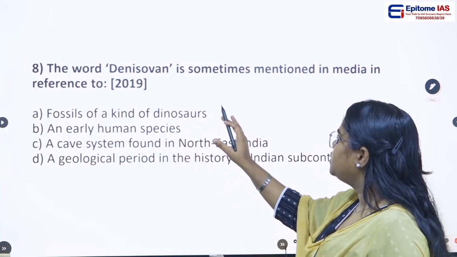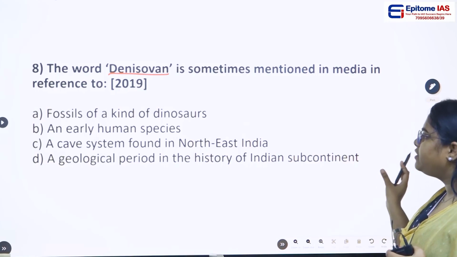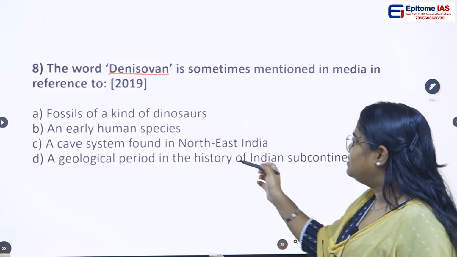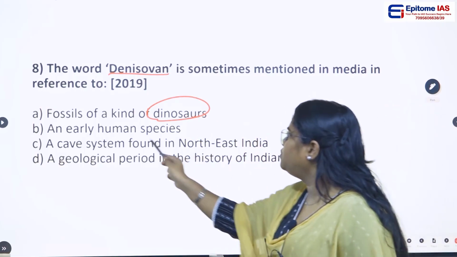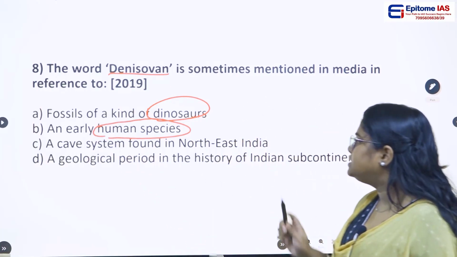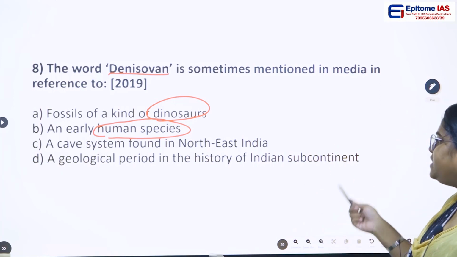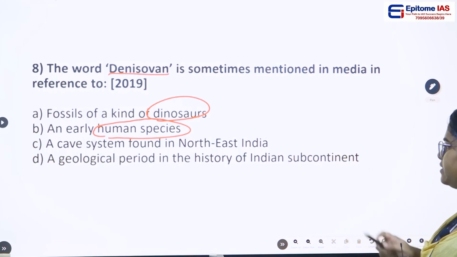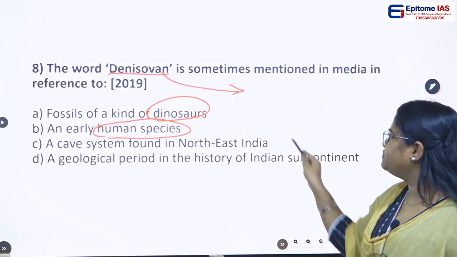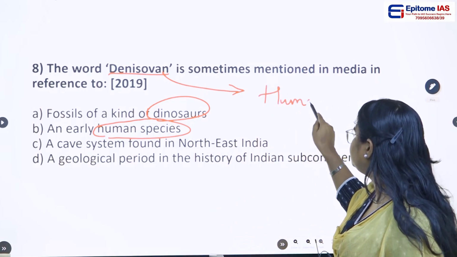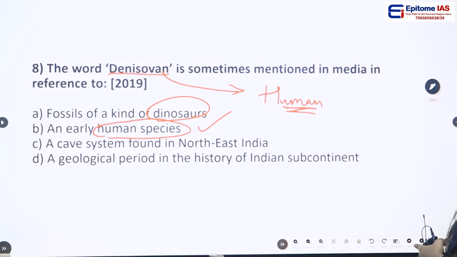So the next question, the word Denisovan is sometimes mentioned in media in reference to A, fossil of kind of dinosaurs, B, an early human species, C, a cave system found in Northeast India, D, a geological period in the history of Indian subcontinent. So if you see this, Denisovan is directly related to early human species. So the correct answer would be option B. It is an early human species.